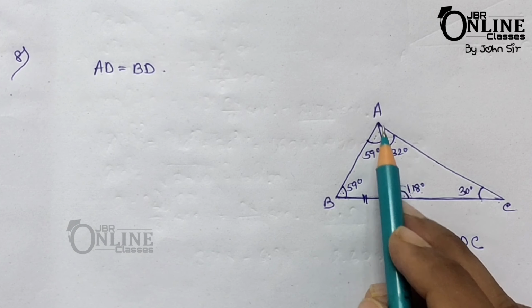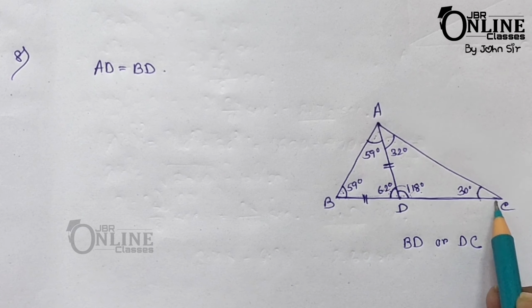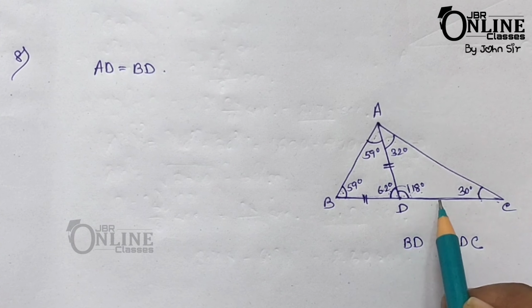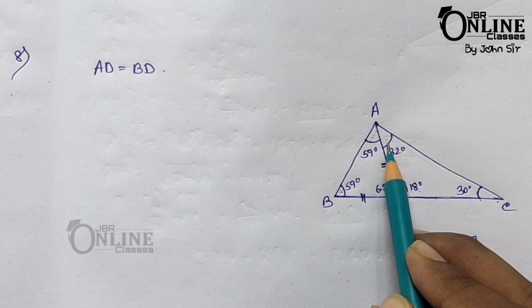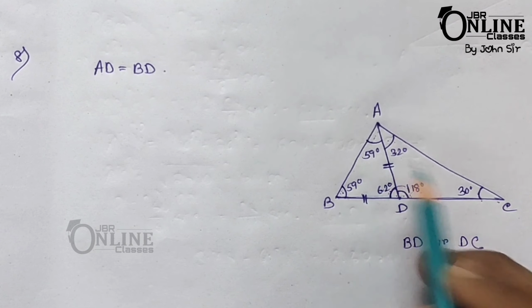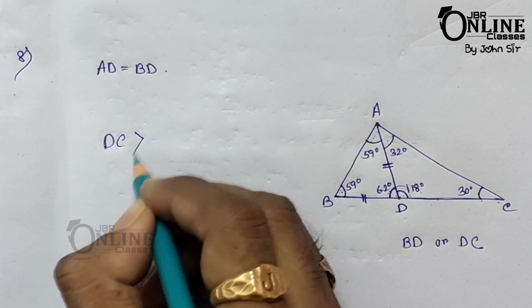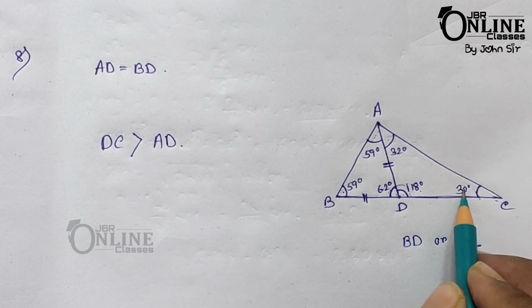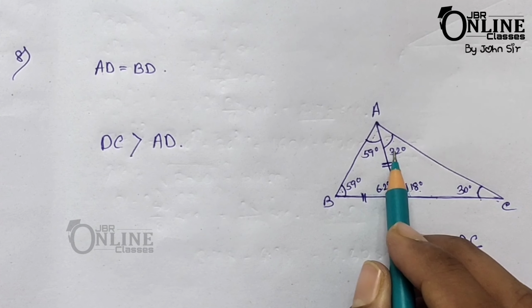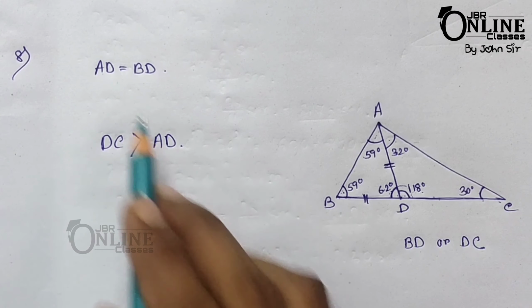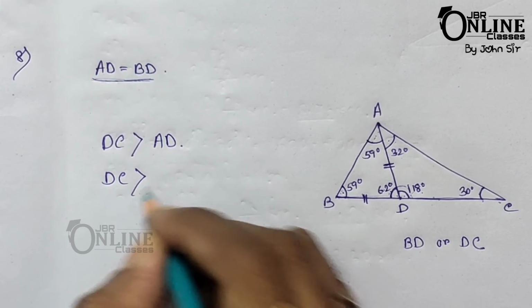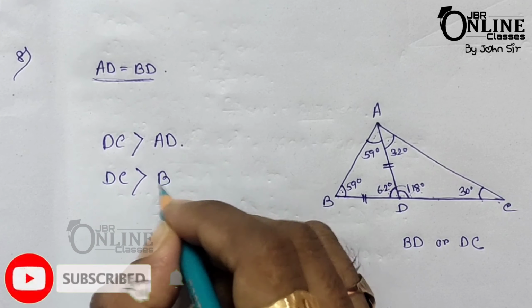First, in the triangle ADC, AD is the opposite of 30 degrees and DC is the opposite of 32 degrees. So 32 degrees is greater, that means DC is greater than AD. Now you know that given AD equals BD, so clearly DC is also greater than BD.